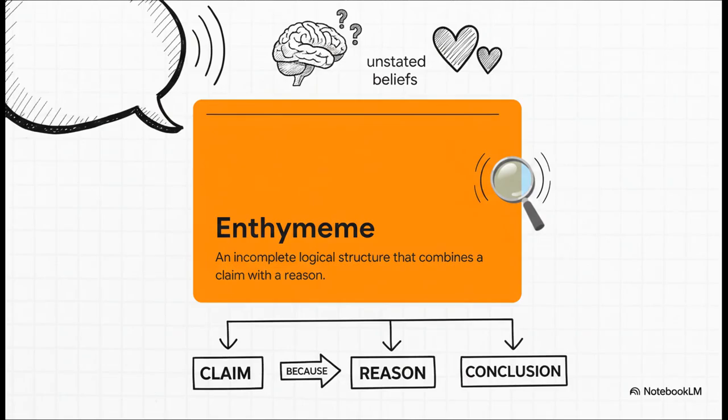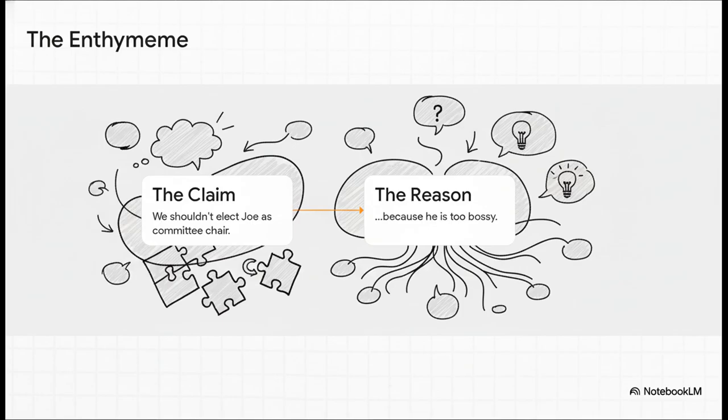That statement we just saw about Joe, that's what's known as an enthymeme. Don't worry about the fancy word. All it means is it's the part of the argument you can actually see and hear. It's the simple formula of a claim plus a reason, usually connected with the word because. So if we break it down, it's pretty easy. The claim is what you want your audience to do or believe. We shouldn't elect Joe. Simple enough. And the reason is your justification for it, because he is too bossy.